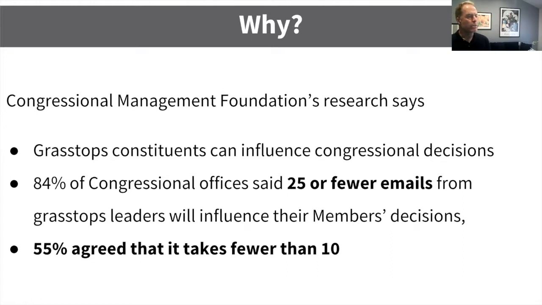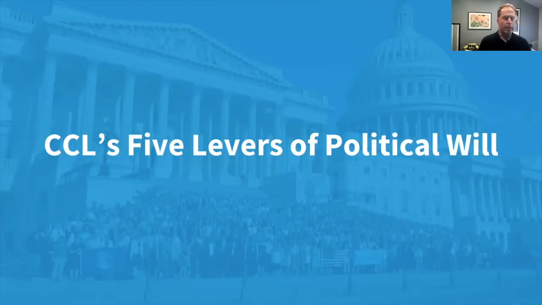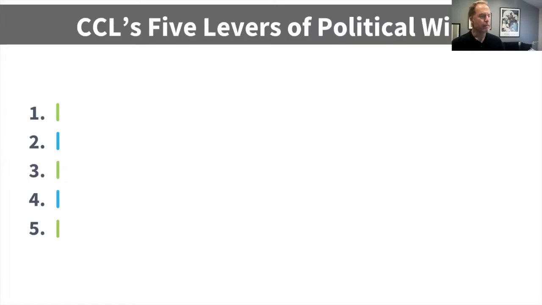And the polling also showed that 55% agreed that it takes fewer than 10 Grasstops constituents to influence a member of Congress. So that's a little bit about the opportunity, and we know that ourselves from the lobbying work that we've done, and we've heard from members of Congress ourselves, and we'll talk a little bit more about one particular volunteer. So let's talk just a minute about the 5 levers of political will.